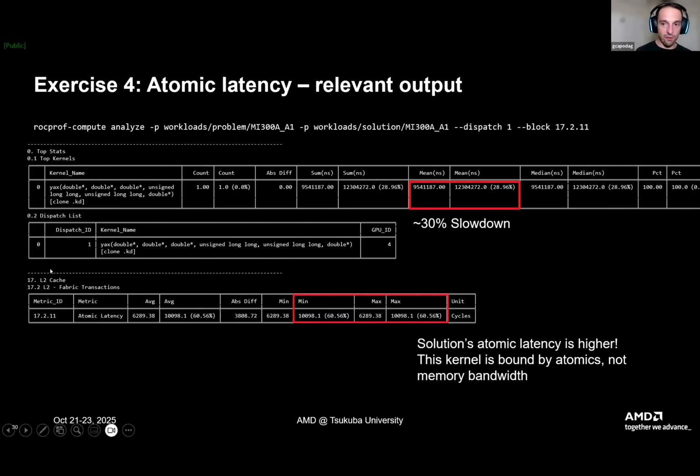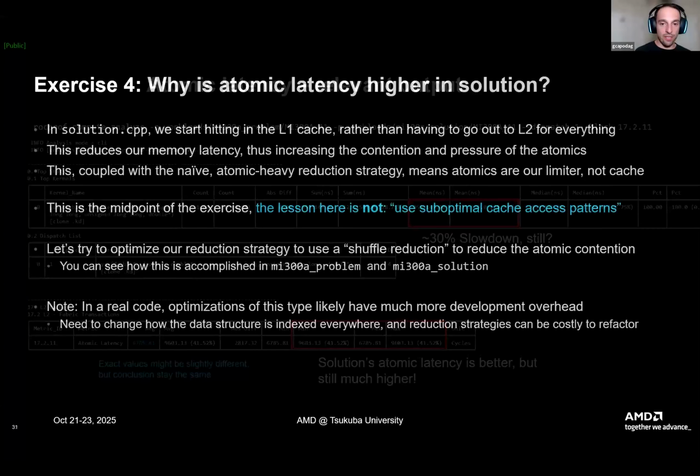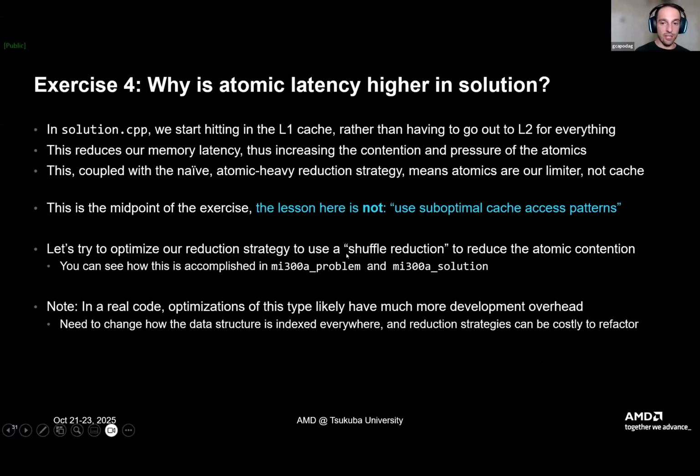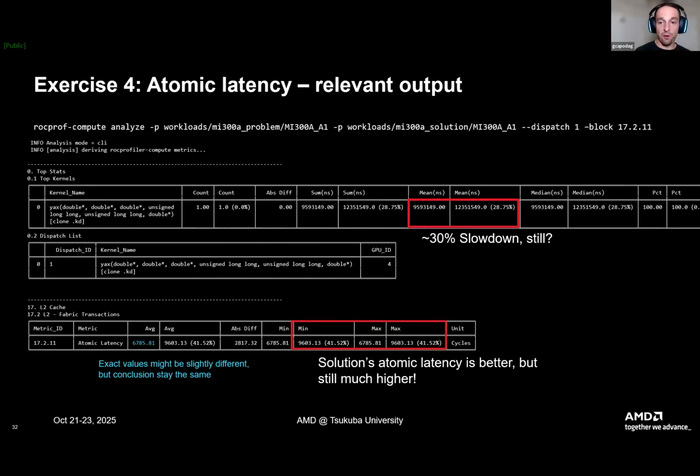So see, filtering for block 17.11, that's the atomic latency. And for the solution, the atomic latency is higher than for the problem. So now, removing the striding, we're actually hitting another bottleneck, which is the atomics. And for that, what we're doing now is we are using a shuffle reduction to reduce the atomic contention. But still, that issue with the performance hasn't gone away. So it's still slower.